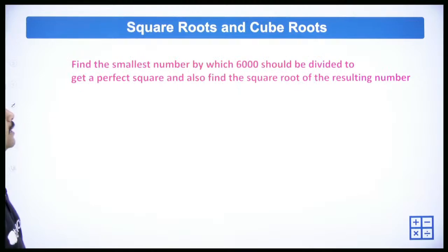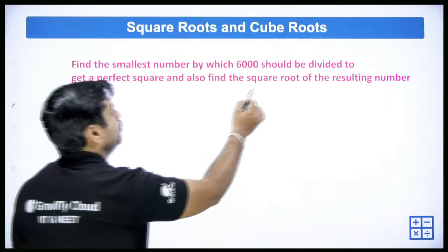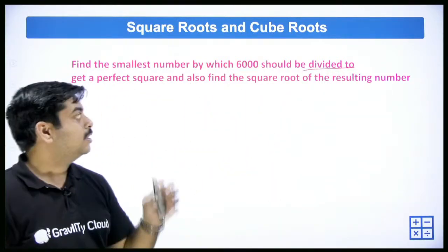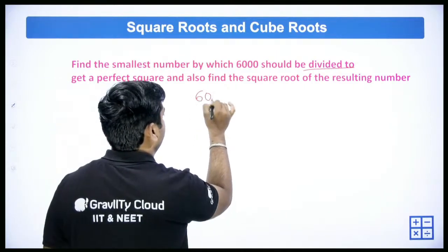Next one, find the smallest number by which 6000 should be divided to get a perfect square. Should be divided, that's what I'm saying. And also find the square root of the resulting number, right? So we need to divide 6000. So let's try to prime factorize 6000 first of all.